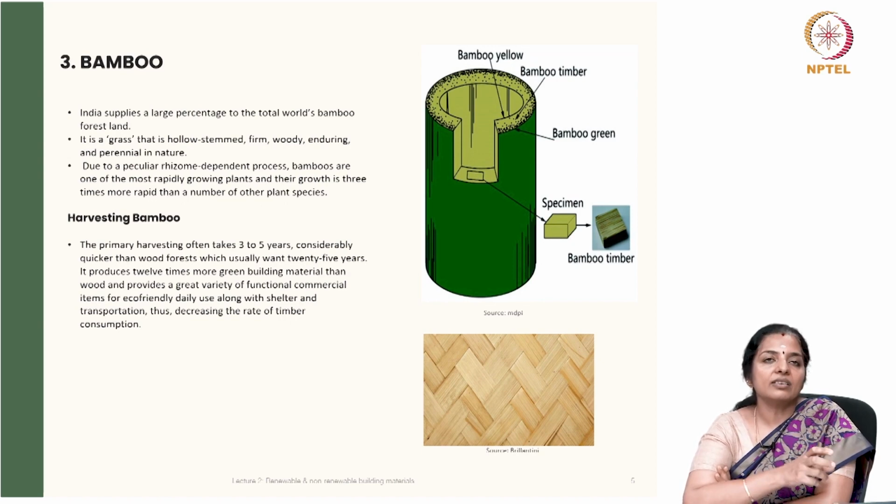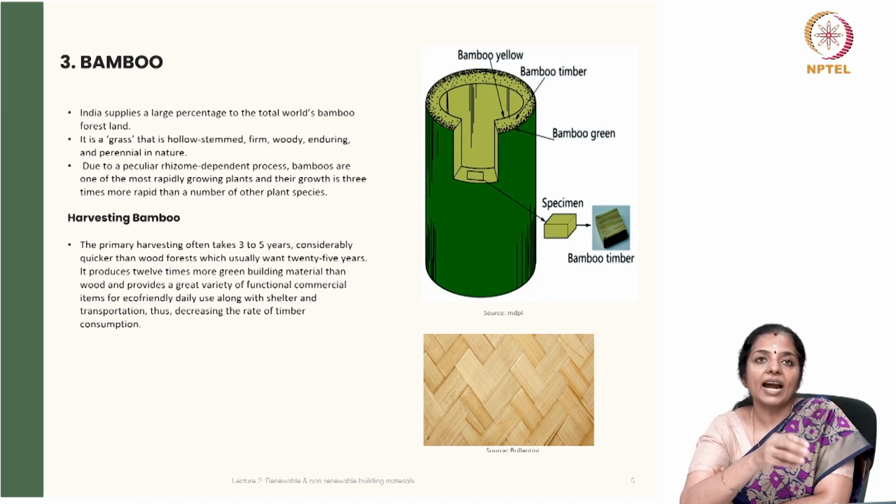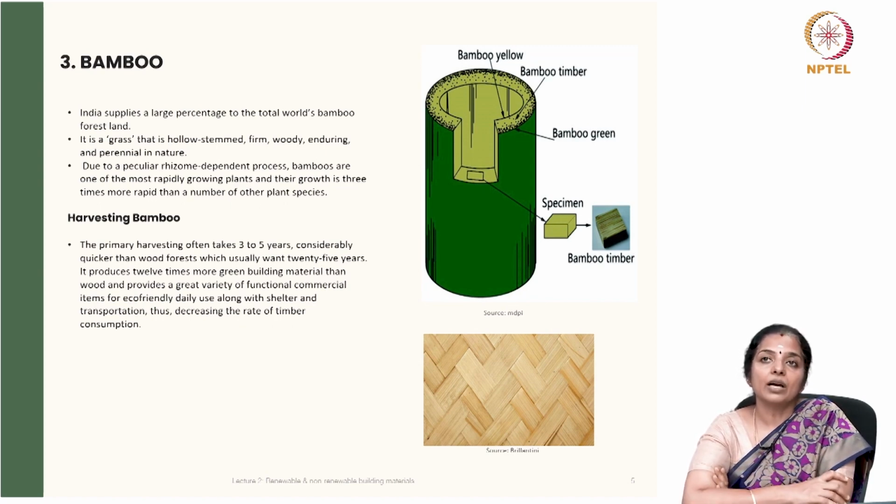If you plant a single bamboo shoot over a period of time, that shoot gives rise to what is called a kid, and further bamboo regenerates. Due to the peculiar rhizome dependent process, bamboos are one of the most rapidly growing plants and their growth is 3 times more rapid than a number of other plant species.